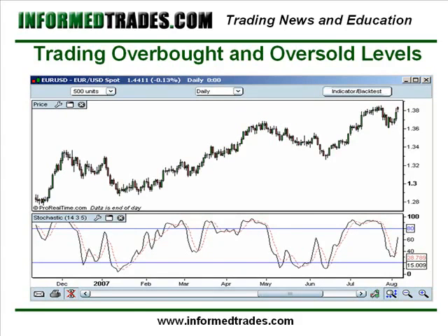The first way that traders use this is to trade overbought and oversold levels. George Lane, who invented the indicator, recommended waiting for a cross back below the 80 line when the market went from an extremely overbought area before placing a trade to the downside, and waiting for a break back above the 20 line before signaling a trade to the upside.